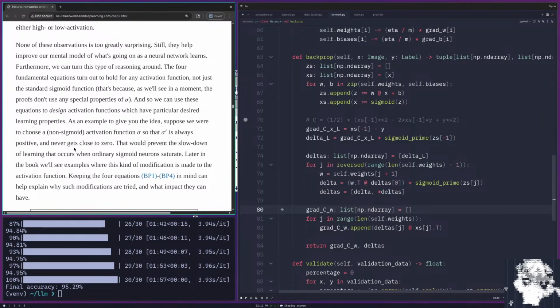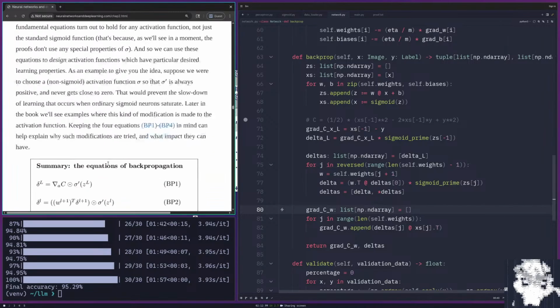Later in the book, we'll see examples where this kind of modification is made to the activation function. Keeping the 4 equations BP1 to BP4 in mind can help explain why such modifications are tried and what impact they can have.